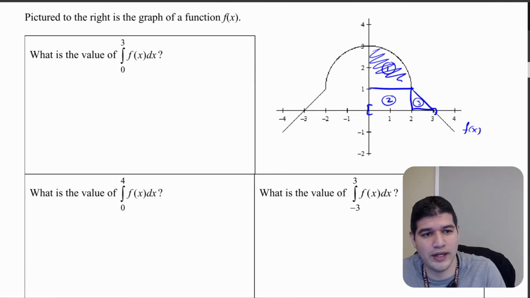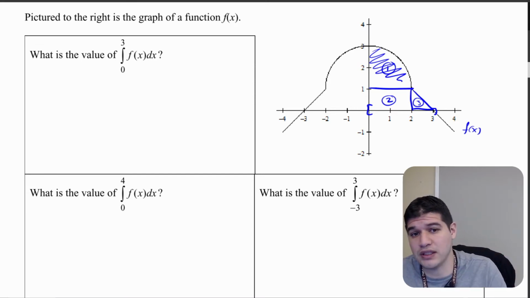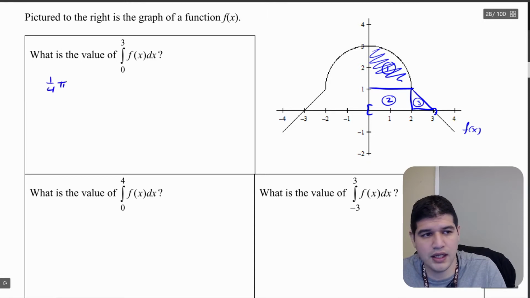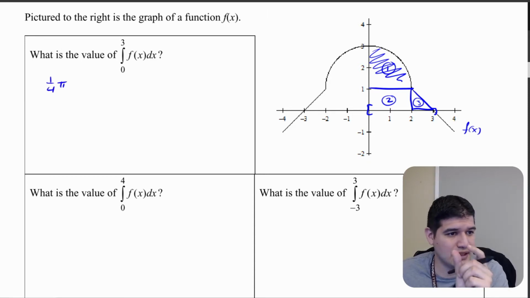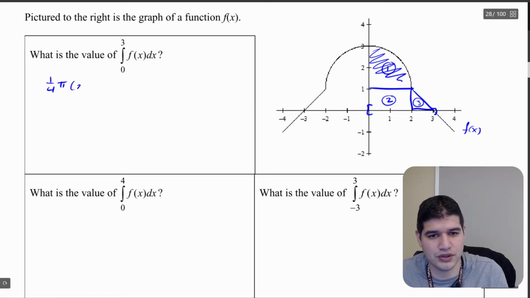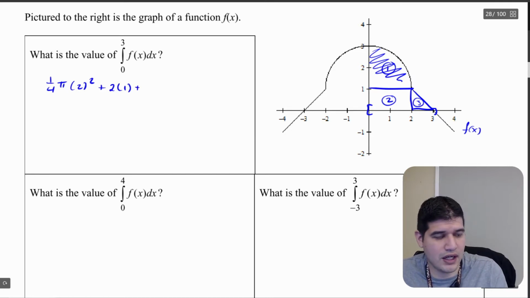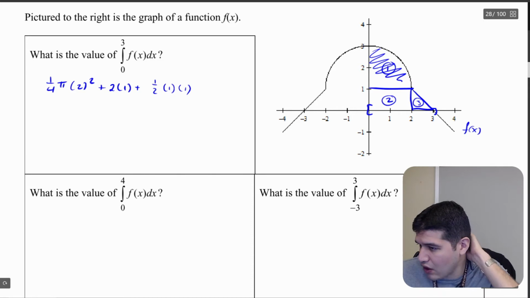So in area number 1, I have a quarter circle, so that's going to be pi r squared divided by 4, so that's 1/4 pi. Now what's the radius of this? That looks like it's going to be that entire circle. The radius is going to be 2, so 2 squared, plus area number 2, base times height, so that's 2 times 1. And then I've got this final triangle, so that's 1/2 the base, which is 1, times my height, which is 1. All right, so now I need to add all of this up.